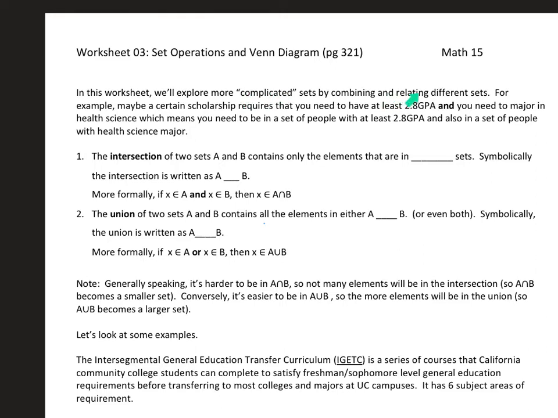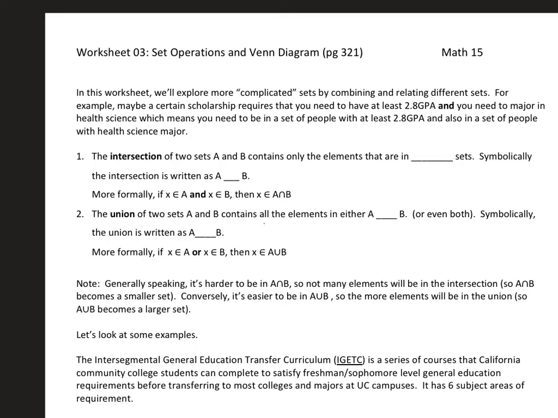For example, maybe a certain scholarship requires that you need to have at least 2.8 GPA and you need to have a major in health science or whatever. So here we're looking at two different sets of people: those who have GPA 2.8 or higher, and people who major in health science. It is more interesting or more realistic when we have multiple sets and we're trying to see how they interact or how they relate.